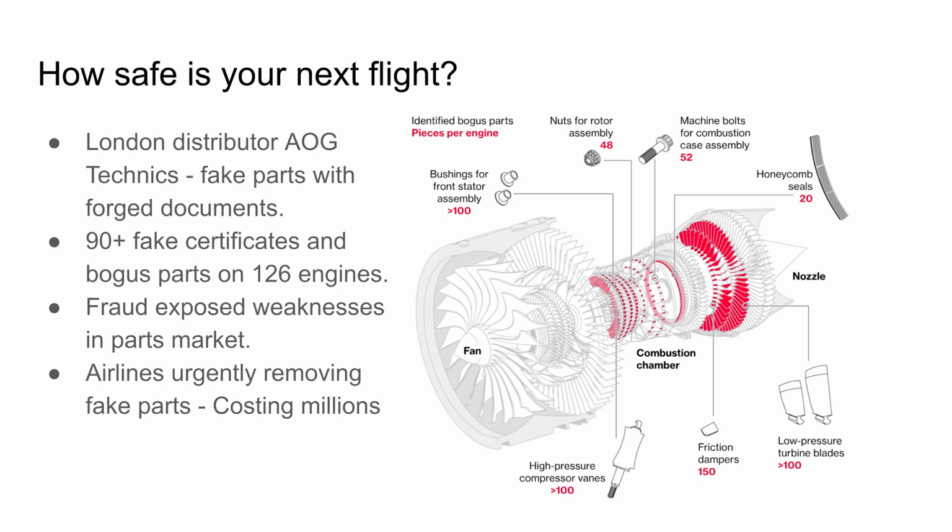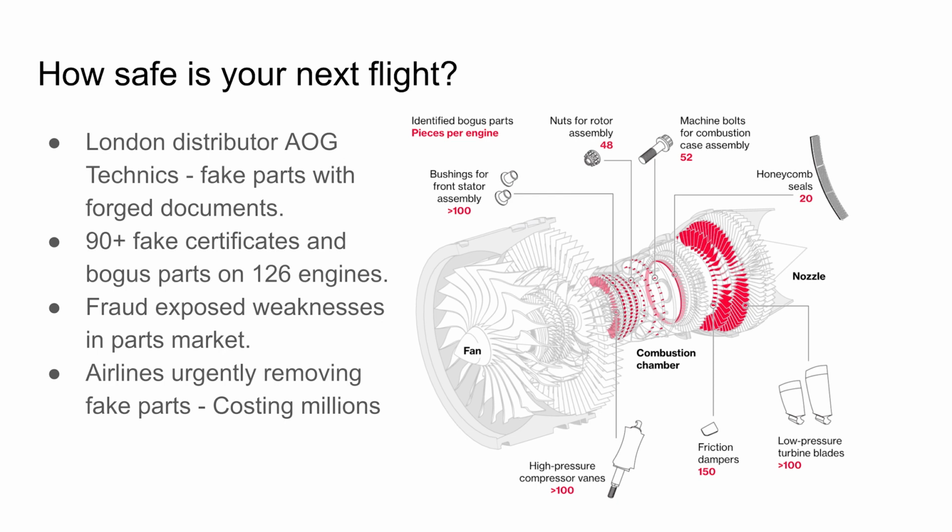Prior to that, there's a distributor called AOG Technics that introduced forged documents and fake parts into the aviation supply chain. What they did is they created 90 fake certificates on bogus parts. It ended up in 126 engines. This ended up, I believe, about 80 different Airbus airframes were affected. And these were airliners that were taking people around the world, right? This fraud in the supply chain exposed weakness in the parts market, but it really is representative of fraud in supply chains all around the world.